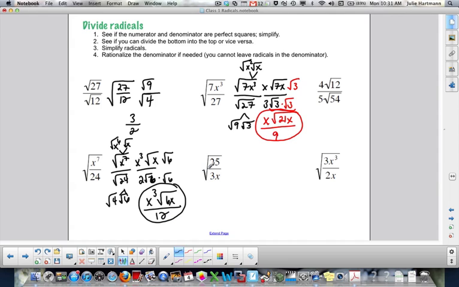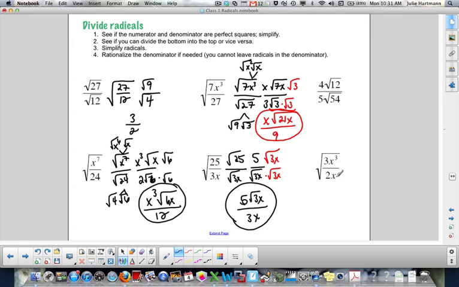Okay. With this one, square root of 25 is 5. Square root of 3x cannot be simplified. So this one has an x in the denominator. To rationalize, you're just going to multiply by that same exact thing, root 3x. So on the top, we have 5 times root 3x. On the bottom, root 3x times root 3x is just 3x. So that's it. Okay, that's 5, now 6.